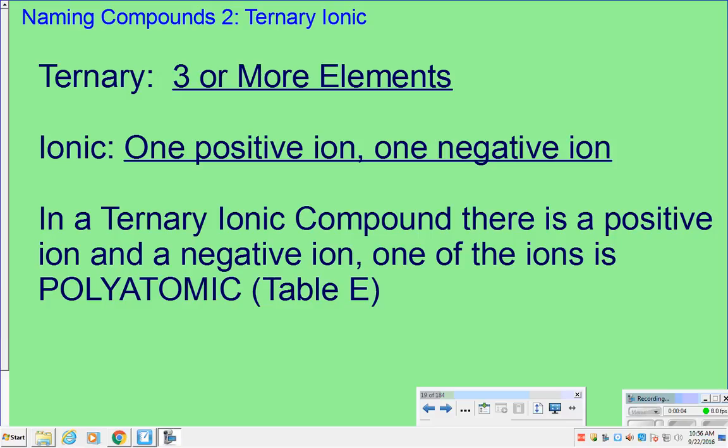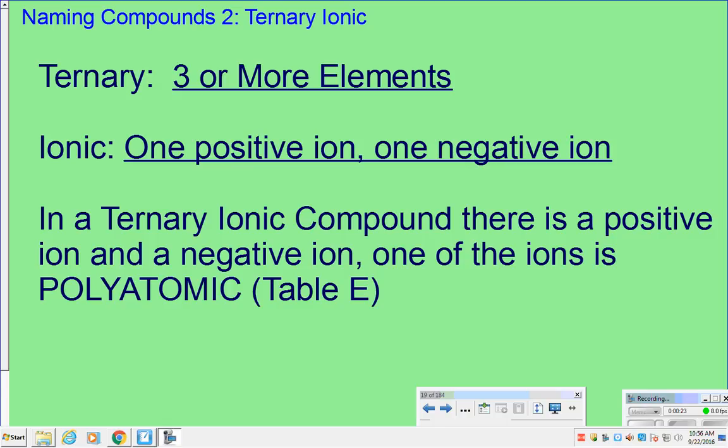Welcome to ternary ionic naming. A ternary compound has 3 or more elements in it. So it has to have at least 3, sometimes it has a couple more. What makes these compounds ionic is there is one positive ion and one negative ion in the compound. In a ternary ionic compound, there's a positive ion and a negative one.